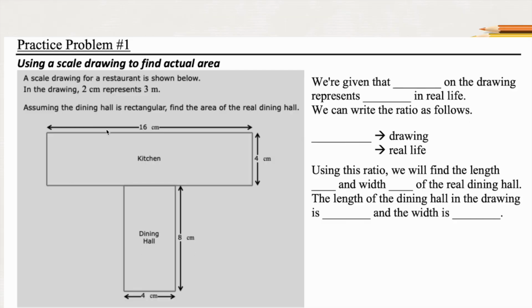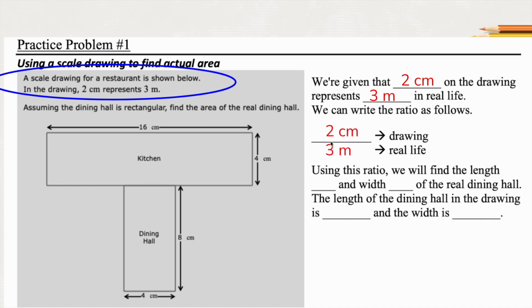So if we have this scale drawing to find an actual area, a scale drawing for a restaurant is shown below. In the drawing, 2 centimeters represents 3 meters. So they gave us a scale here. We're given that 2 centimeters on the drawing represents 3 meters in real life. That is our scale. Okay, so here it is as a fraction, 2 centimeters to 3 meters, so drawing to real life. Assuming that the dining hall is rectangular, find the area of the real dining hall. So we only care about this rectangle here. I don't actually care about the kitchen. They're only asking me about the dining hall.